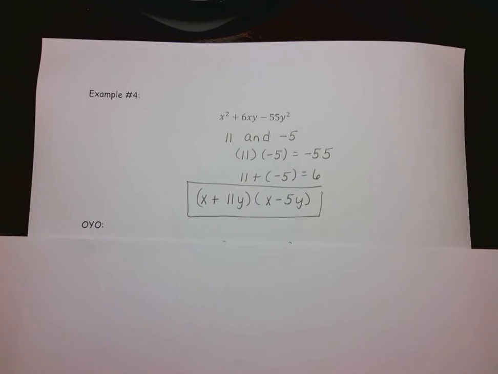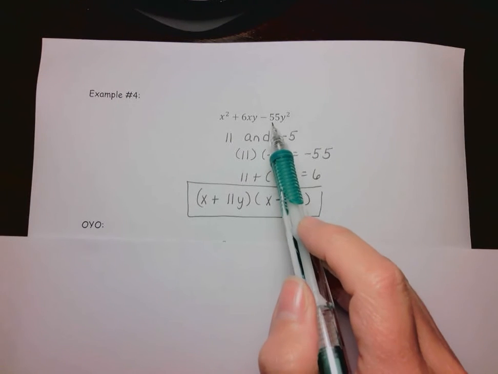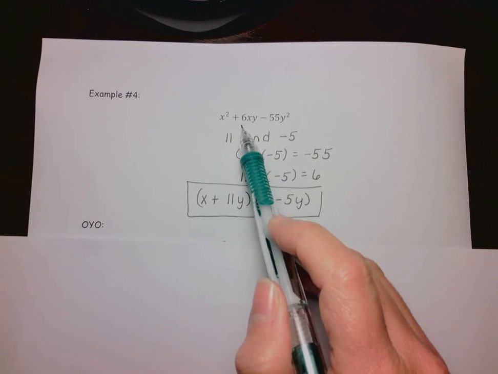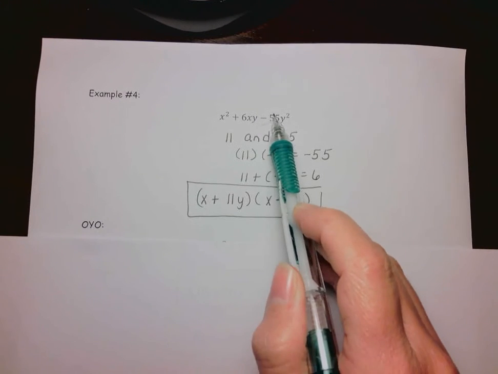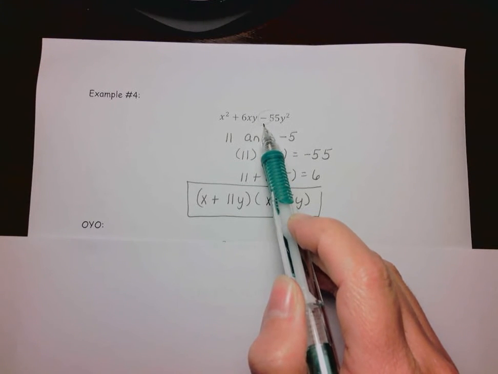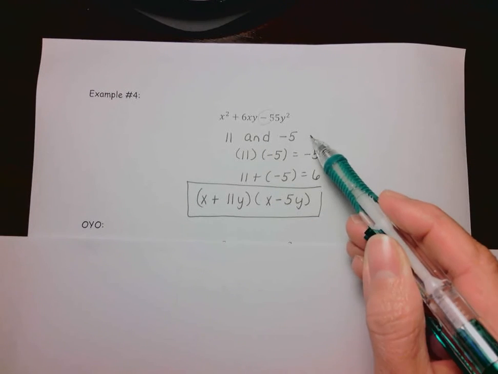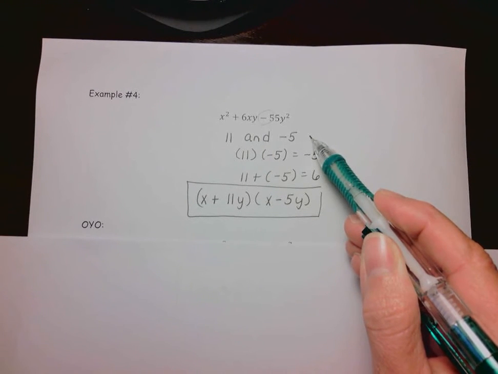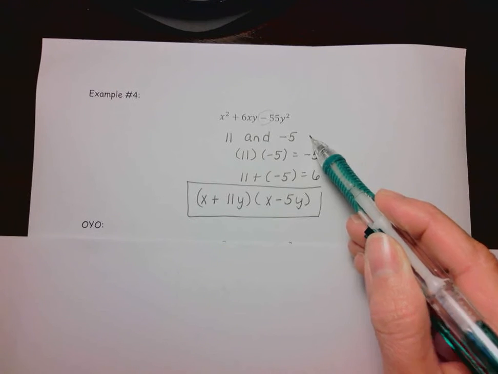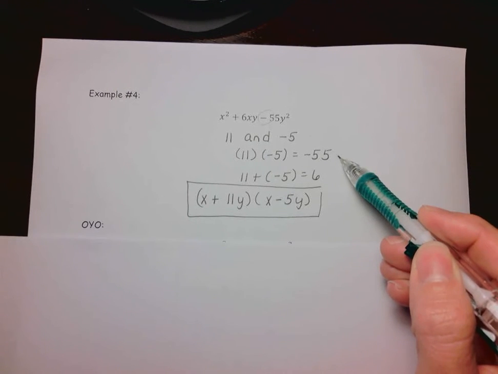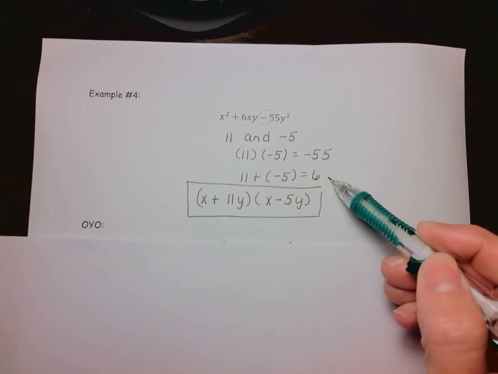And finally, example number 4. I'm asking myself the same question. What are the factors of negative 55 that add up to positive 6? Remember, the signs of the factors must be different and the larger one must be positive. So I'm looking at positive 11 and negative 5, because when I multiply them together, I get negative 55, and when I add them together, I get positive 6.